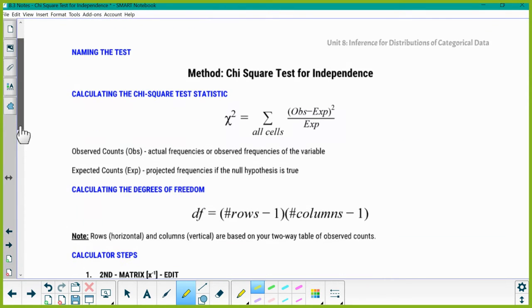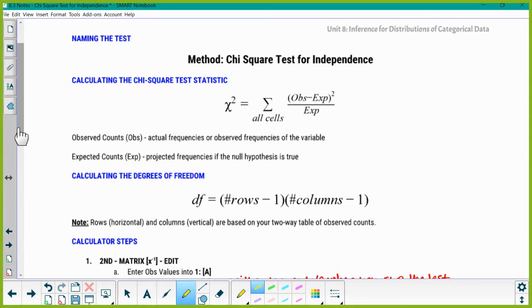And another key difference is its different name. The name is the chi-square test for independence. The chi-square test statistic is calculated in the same way, which is why we do move to the calculator, because finding the summation of the counts for all cells does take time. And the degrees of freedom is also calculated exactly the same way: number of rows minus 1, number of columns minus 1. Again, this is something that your calculator will give you when you run that chi-square test.